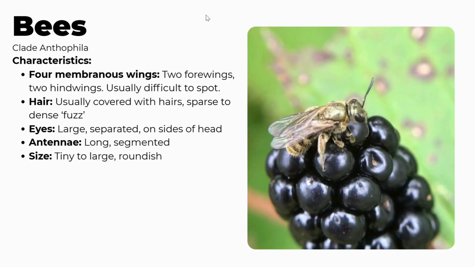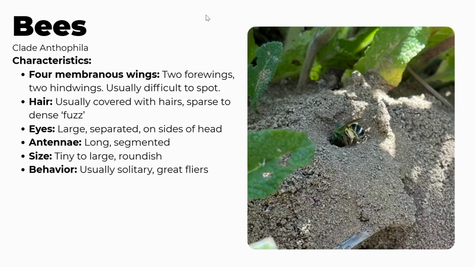And in terms of size, bees can come in all kinds of sizes. We can have very, very tiny bees, really hard to see, but we can also have big and roundish bees, such as honeybees and bumblebees. In terms of their behavior, most bees that we have in Colorado are solitary.